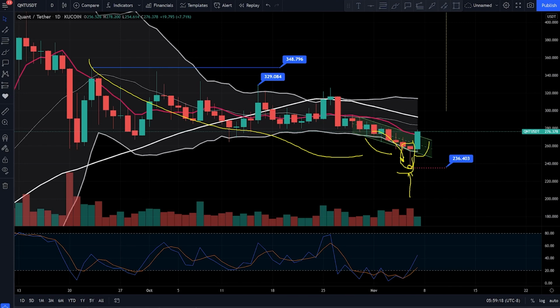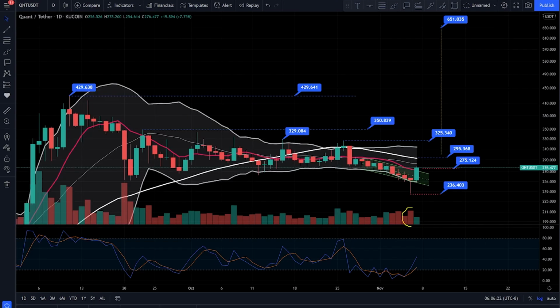This is an indication that selling pressure has already been exhausted. Buyers are now very much in control, and they are pushing the price up. Volume definitely picked up after buyers stepped in and pushed the price up.